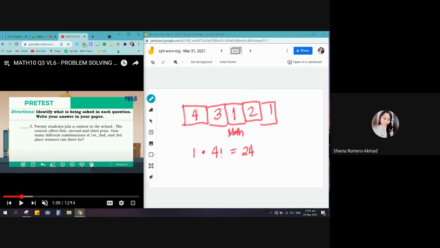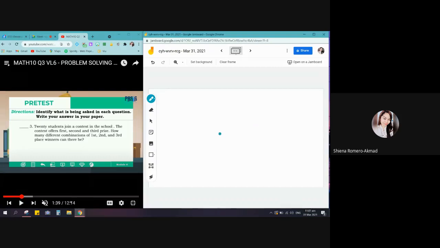Students join in a contest in the school. The contest offers first, second, and third prizes. How many different combinations of first, second, and third place winners can there be? So ito, solve natin siya.